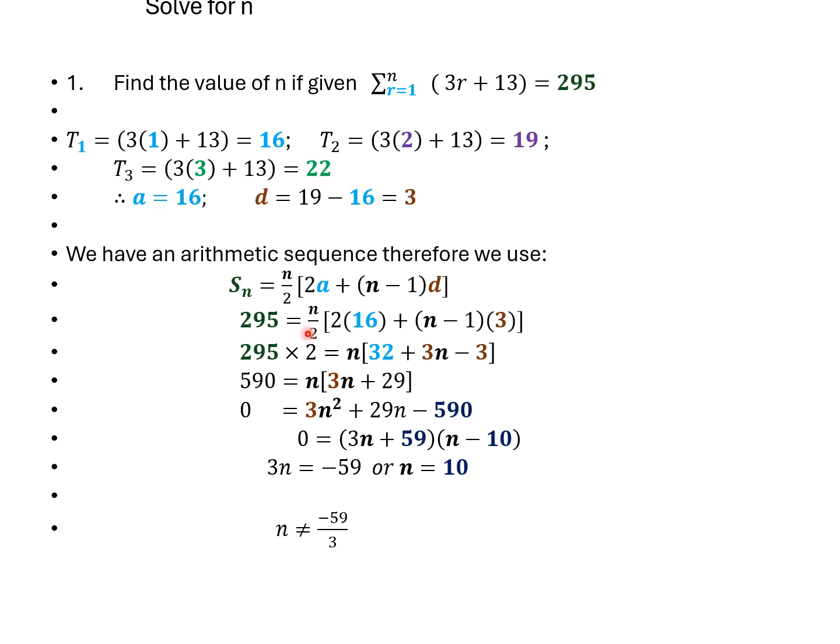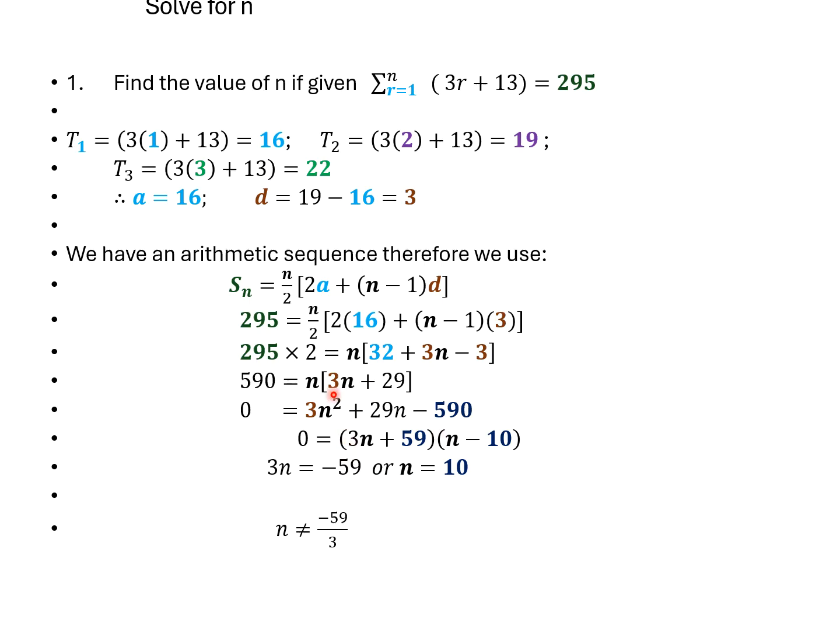And this denominator I multiply away, so 295 times 2. Remember it's n divided by 2, so to get rid of the division, I multiply by 2. So 295 times 2 gives me 590. Right? 32 minus 3 would give me 29. So I'm left with 3n plus 29 and n. n times 3n would give me 3n squared, n times 29 gives 29n. And then 590, if I take it over, minus 590.